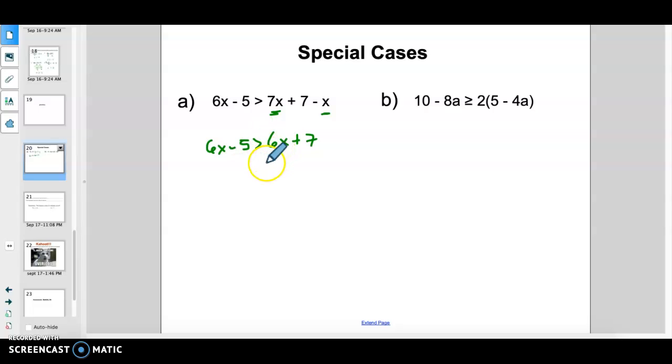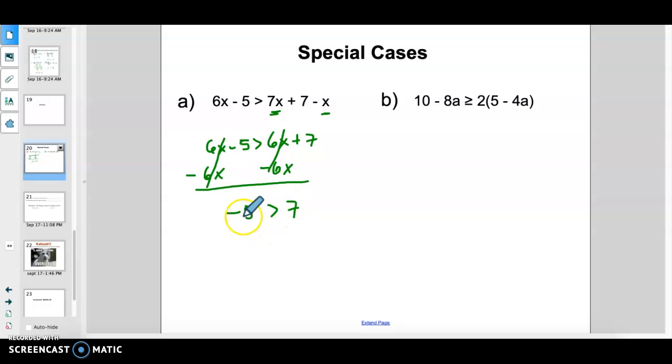Then I'm going to try to get all the x's to one side. So I'm going to do minus 6x. And my writer is lagging again. Oh, there we go. And minus 6x. So what has happened is 6 minus 6 is 0. So all of our x's have disappeared. So we're left with negative 5 is greater than 7.